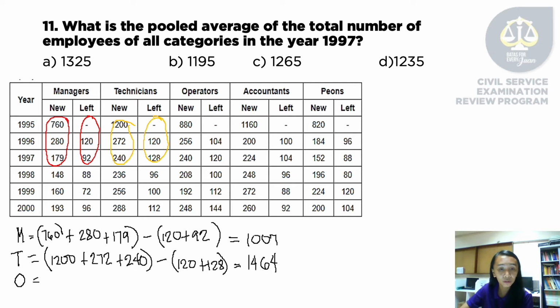Okay? For my operators, let O as your operators. That would be equal to, ito yung ating ifo-focus na numbers, hanggang sa 1997. Ayan. Okay, so I have here my 880 plus 256 plus 240 minus my 104 plus 120. Okay, so my total number of employees na operators ay 1,152.